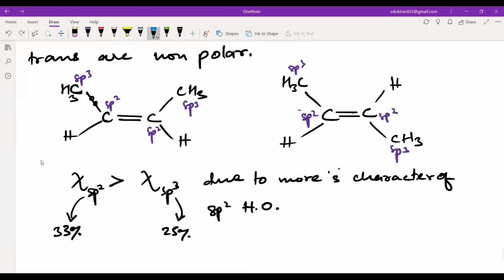Let me draw with some other color. In this way, and here it will be in this way. Now, as you can see, the dipole moments here and here are not cancelling each other. But if I look at the dipole moment here, the signs are opposite. This is directing this side and the other dipole moment is directly on the opposite side. That is why this is going to be non-polar and this is going to be polar.